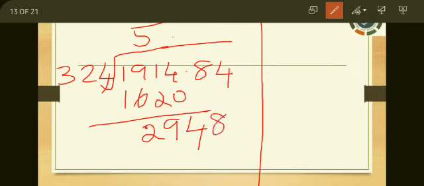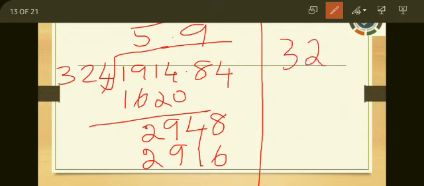Now 2948. How many times does 324 go into 2948? Yeah, 9 times. 9 times 324 is 2916. Now subtract these two numbers. After subtracting, we get 32.